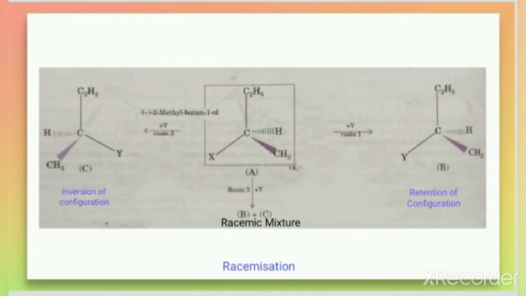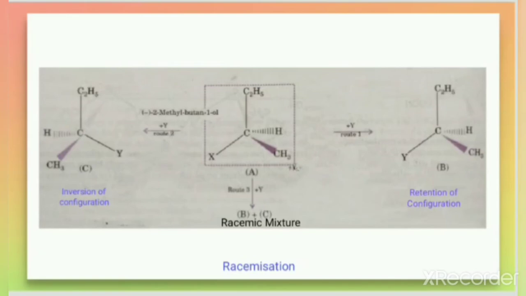Next is route 3. In route 3, the nucleophilic substitution takes place in such a way that both products are formed, and then it is called a racemic mixture. That means product B and product C both are formed. The mixture of these is called a racemic mixture. This process is called racemization. So in this we have compared what is inversion of configuration, what is racemization, and what is retention of configuration.